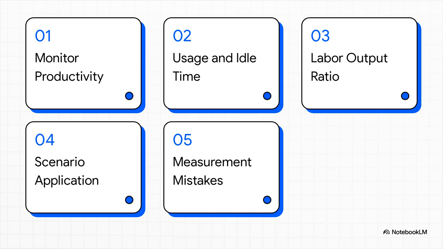To unpack all of that, our roadmap for today is pretty straightforward. We'll look at why we monitor labor productivity, how to measure usage and idle time, the labor output ratio, how this all applies in a real scenario, and finally, how to avoid some of the most common measurement mistakes.